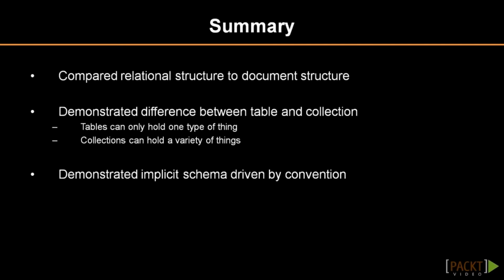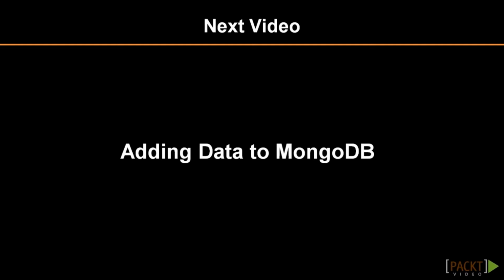In this video, we compared relational structure to document structure in MongoDB. We then demonstrated some of the key differences between tables and collections. Tables hold one type of thing, and all things in a table must be the same type. A collection can hold a variety of things. Finally, we discovered that applications represent a type of implicit schema. In the next video, we'll explore various ways to add data to MongoDB.